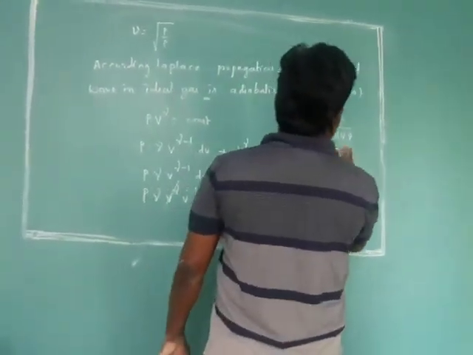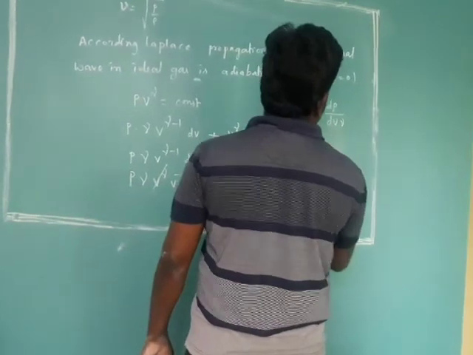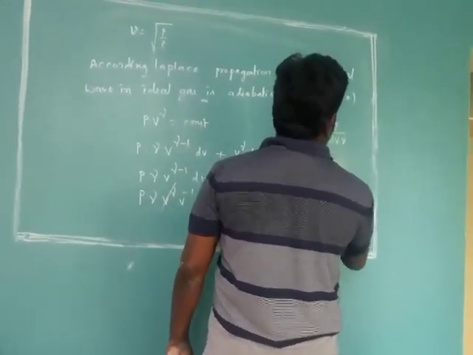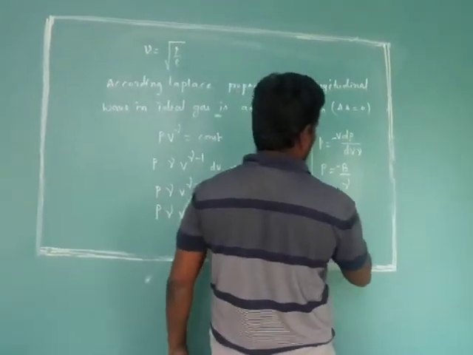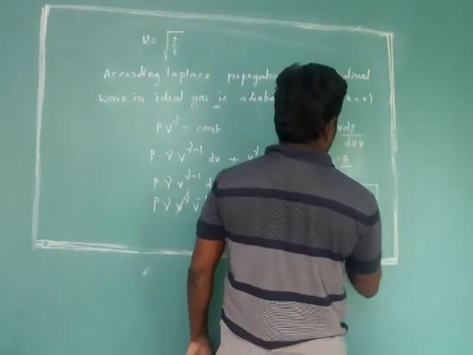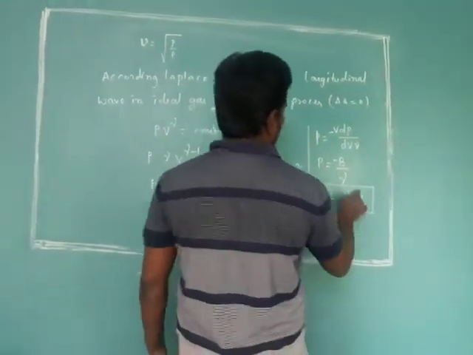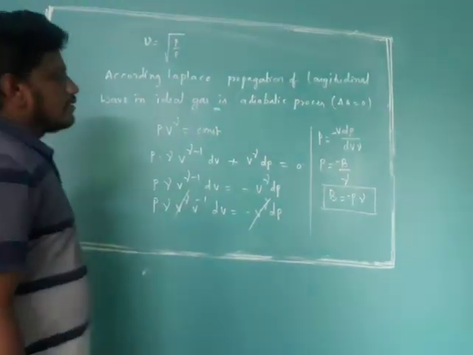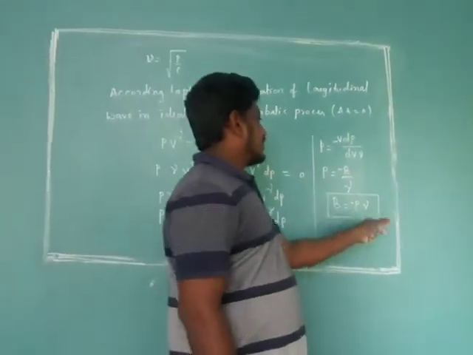So P is equal to bulk modulus divided by gamma. So now bulk modulus is what? P times gamma, with negative symbol, okay. Now bulk modulus is P times gamma.